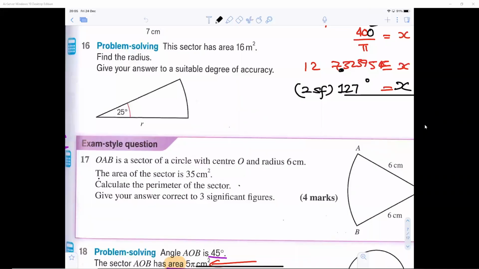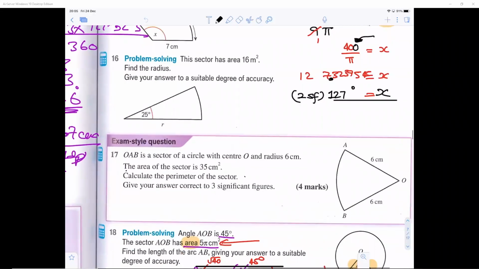Last student's missing. So OAB is a sector of a circle, center O, radius 6. The area of the sector is 35. Calculate the perimeter. What would be your idea? I don't want to know the answer to it. Just give me the first part of the question. How would you break this question down to work out the answer?